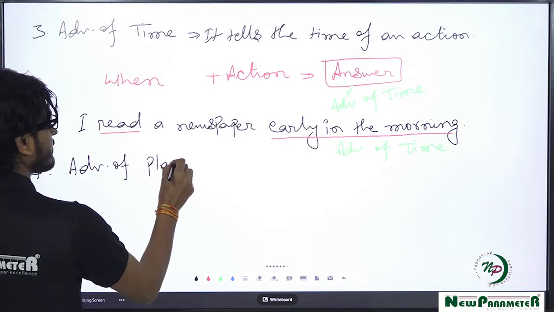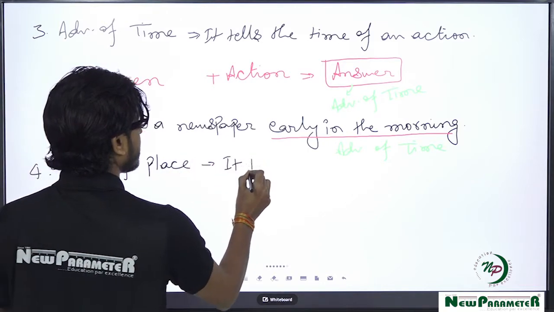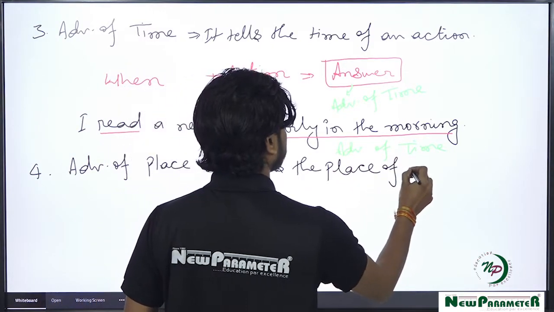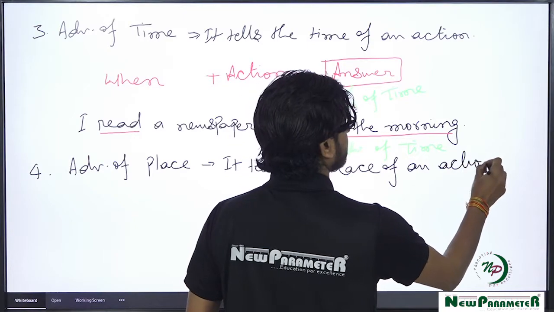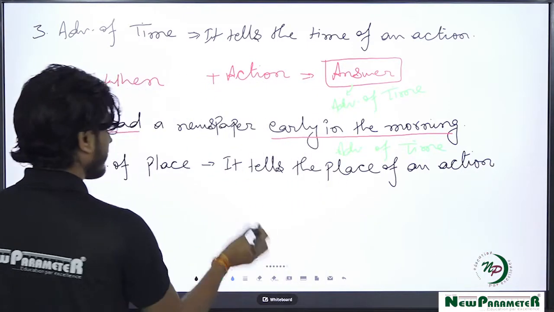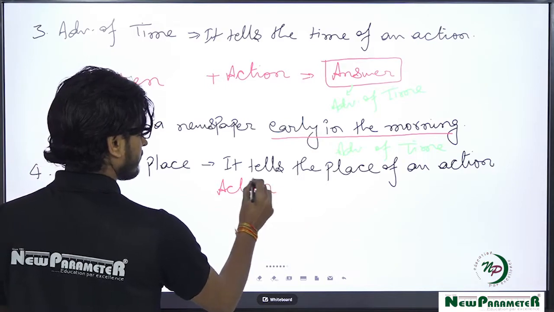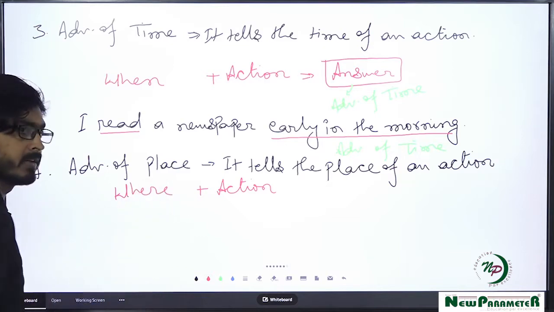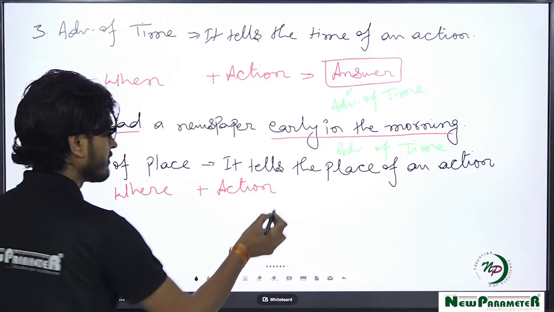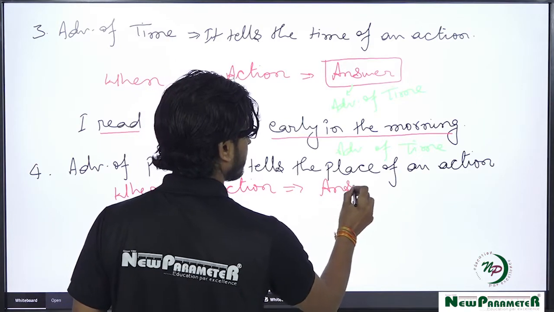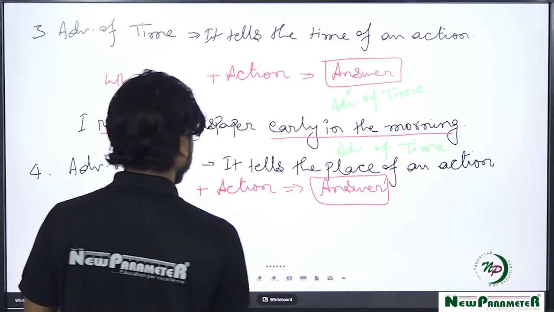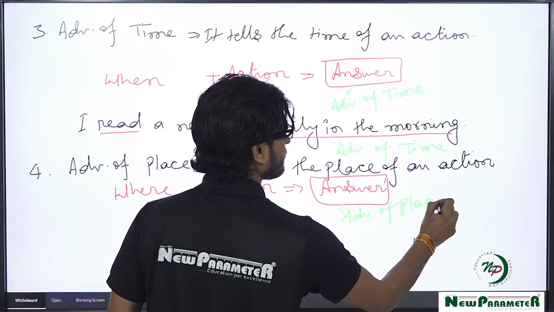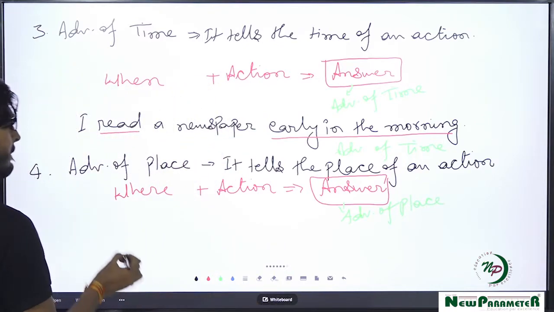Adverb of place. It is again very easy. It tells the place of an action. Suppose I have an action and I have asked a question where this action has been done. So whatever answer I get, this answer will be what? An adverb of place.